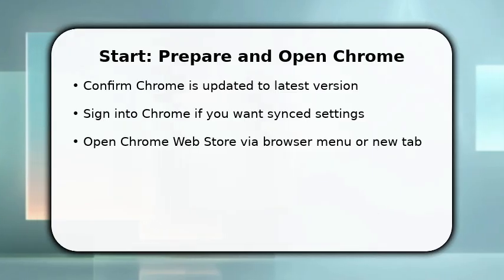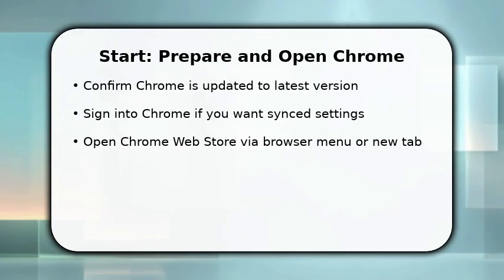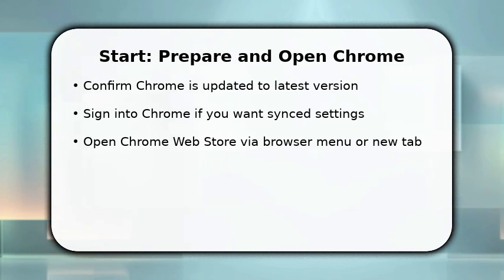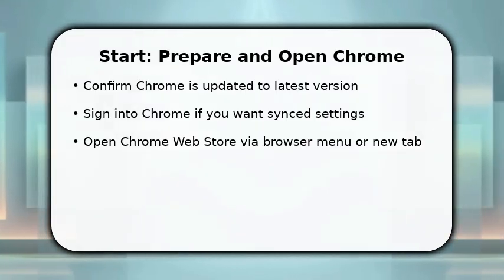Now search for Browsec in the Store search field, read the short extension summary to confirm publisher identity, and get ready to install by locating the Add to Chrome button. You'll click Add to Chrome and a permission dialog appears explaining what Browsec needs. Read these briefly because they control how the extension works.